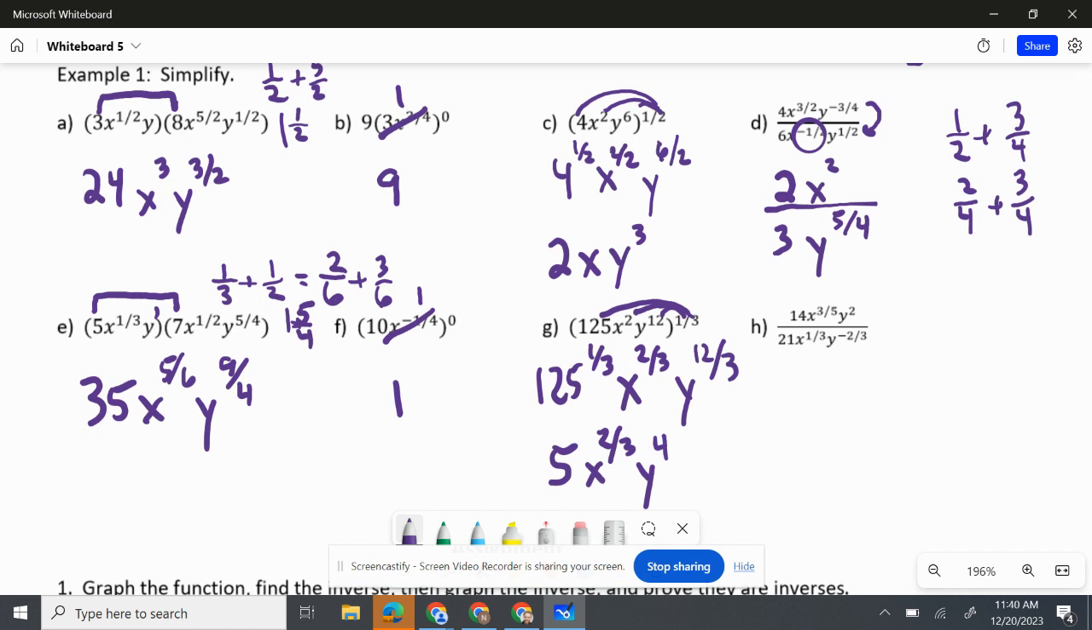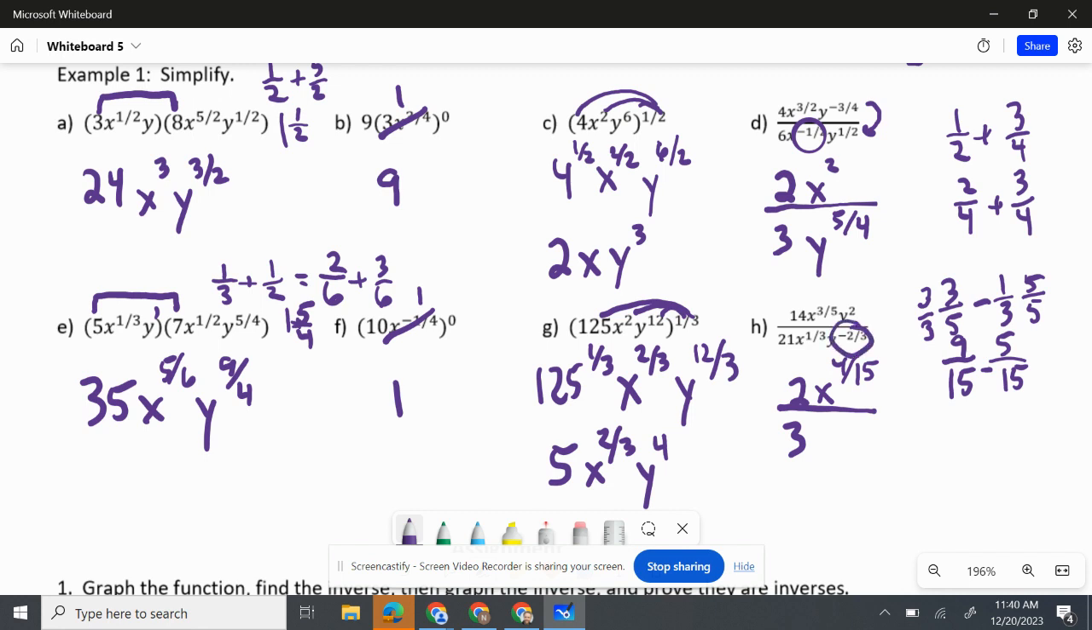Now for our last one, we reduce the 14/21 by 7. So that becomes 2/3. Then, are there more x's on top or on the bottom? We know that there's more on top. So I'm going to bring the 1/3 up. So it's 3/5 minus 1/3. Common denominator would be 15. And so I multiply the left side by 3 and the right side by 5. 9 minus 5 is 4. So that would be x to the 4/15.